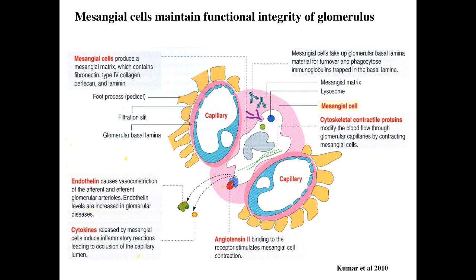The mesangial cells contain contractile cytoskeletal elements, so as the mesangial cells contract, they may regulate or modify blood flow through the glomerular capillaries, therefore affecting glomerular filtration rate. The mesangial cells can respond to substances like endothelin, which can cause vasoconstriction of the afferent and efferent arterioles. The mesangial cells may respond to angiotensin II. Mesangial cells may also release various cytokines that will play a role in inflammatory responses.